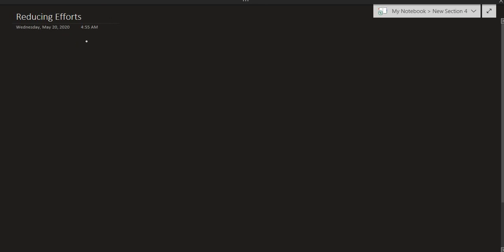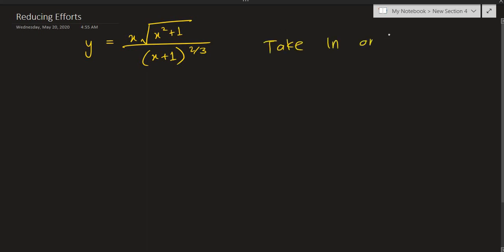So what if we have now y equals x times square root of x squared plus 1, divided by x plus 1, to the 2/3 power. Well, if you say that we have to use the quotient rule, well, good luck on doing that on your own. I mean, it's really hard, and it's gonna take a lot of time. So might I advise something? Take natural log on both sides.